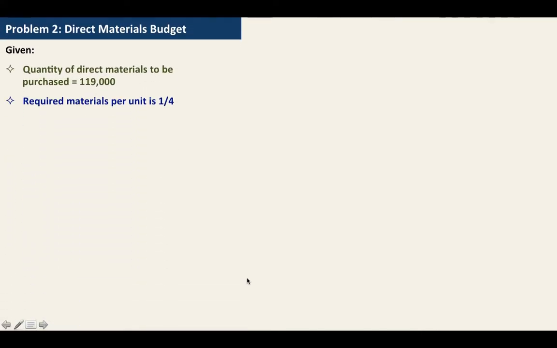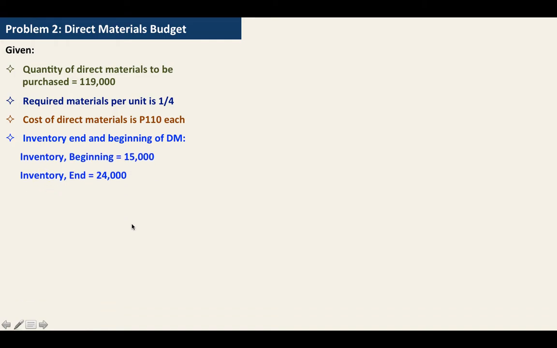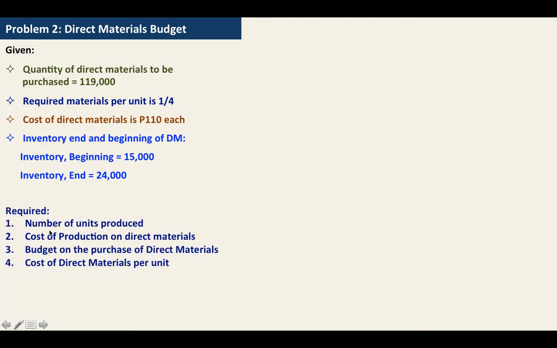Okay, class. Next illustration. This is what is given. Quantity of direct materials to be purchased, 119,000. Required materials per unit is 1/4. Cost of direct materials is 110 each. Inventory beginning 15,000 and end 24,000. So here are the required data: number of units produced, cost of production of direct materials, budget on the purchase of direct materials, and cost of direct materials per unit. Number of units to be produced.